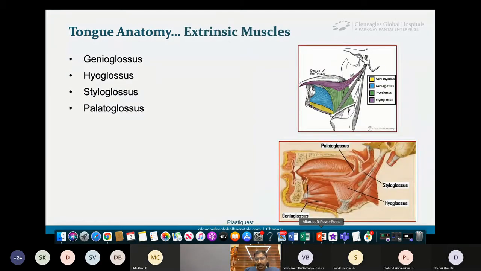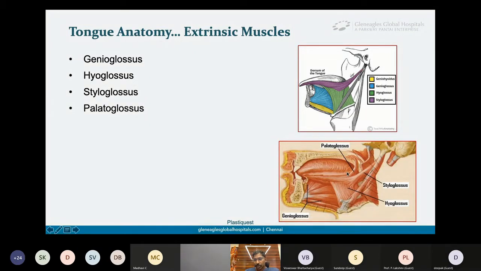And extrinsic muscles, again, there are 4 muscles: genioglossus, hyoglossus, styloglossus, and palatoglossus. I think the palatoglossus goes a little up. So this is the one: when they resect the tongue, you will always see some raw area in the tonsillar region also. That is because of this muscle, when they remove that area also.